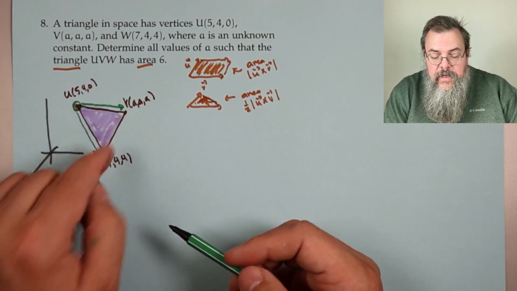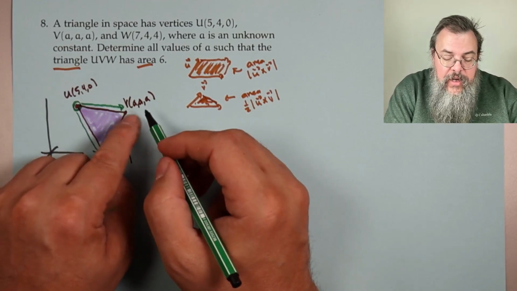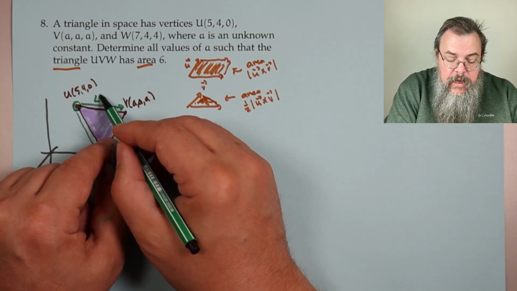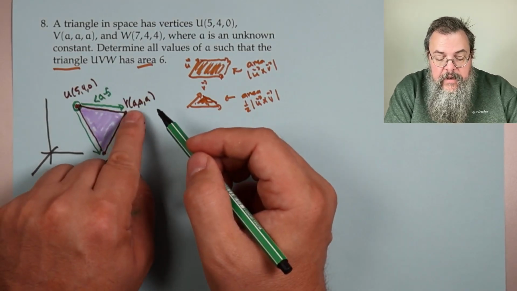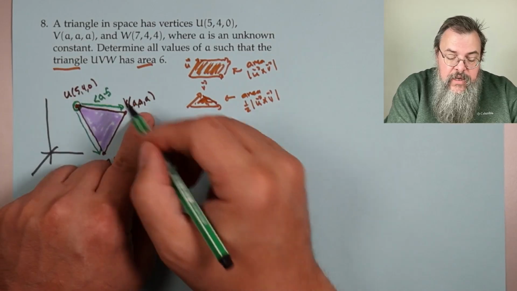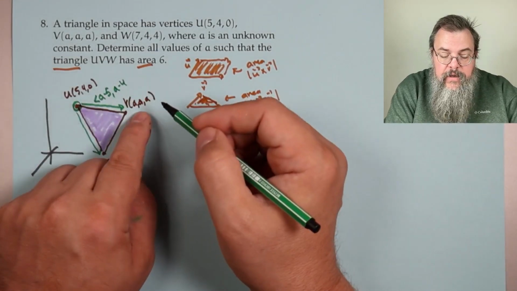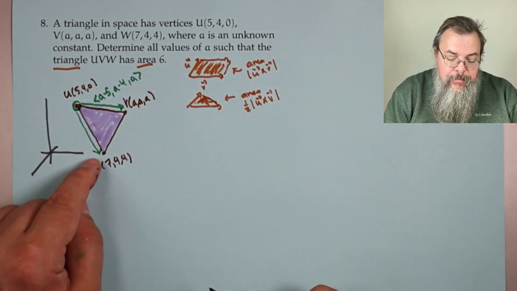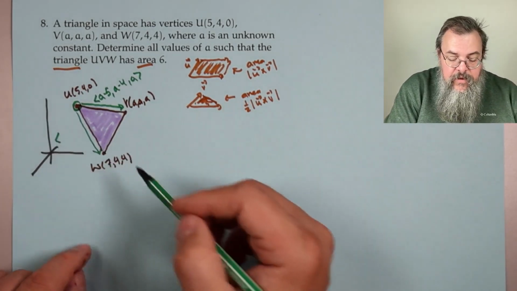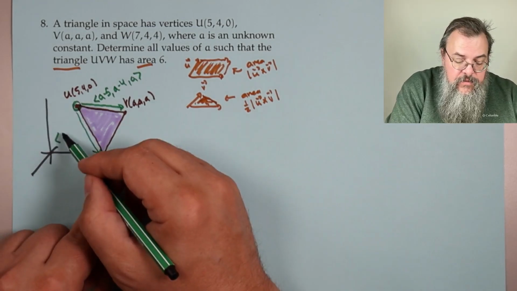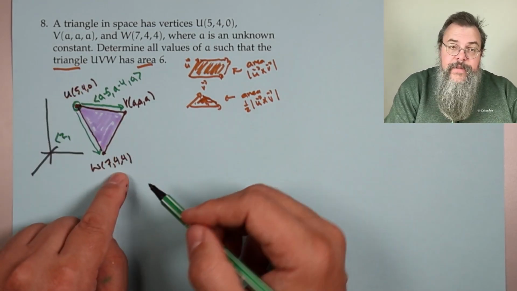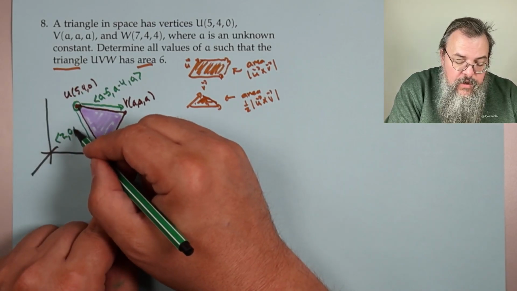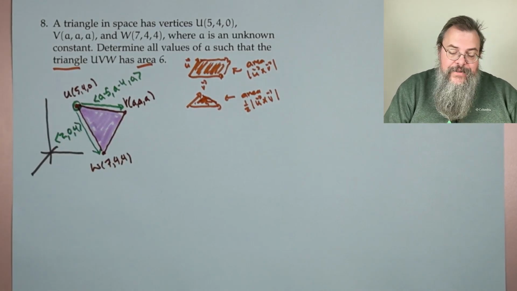Now, to find U to V, we say, well, what's the change? And we take differences. So we went from 5 to A. So the difference in the first entry is A minus 5, right? End minus beginning. Second entry, A minus 4. Third entry, A. All right. How about here? Well, again, we're talking differences. We went 5 to 7. That's a difference of 2. 4 to 4. That's a difference of 0. 0 to 4. That's a difference of 4. All right, so those are our two vectors for our two sides.